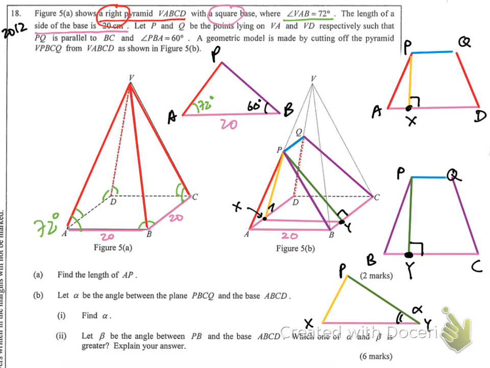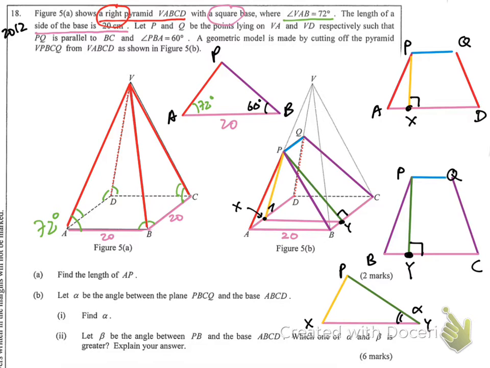So on one of the surfaces VAB, we draw the purple line PB. We draw this line here so that the angle made with AB is 60 degrees. So the angle VBA is 60 degrees. We want to find the length of AP.